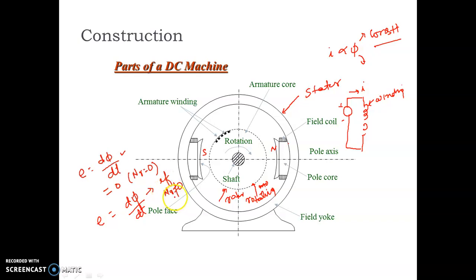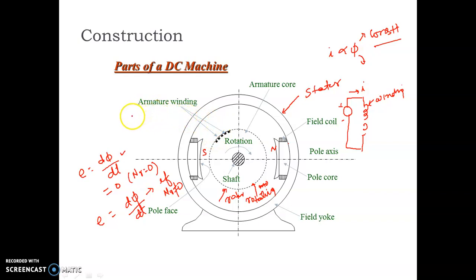If NR is not equal to 0, at this time induced EMF will be here. So the function of armature winding is to produce the voltage in this winding, and the function of field winding is to produce the flux. If flux is not there, induced EMF will not be there. Also, if there is no relative motion between this conductor and this flux, there will not be induced EMF. So this condition you have already studied.